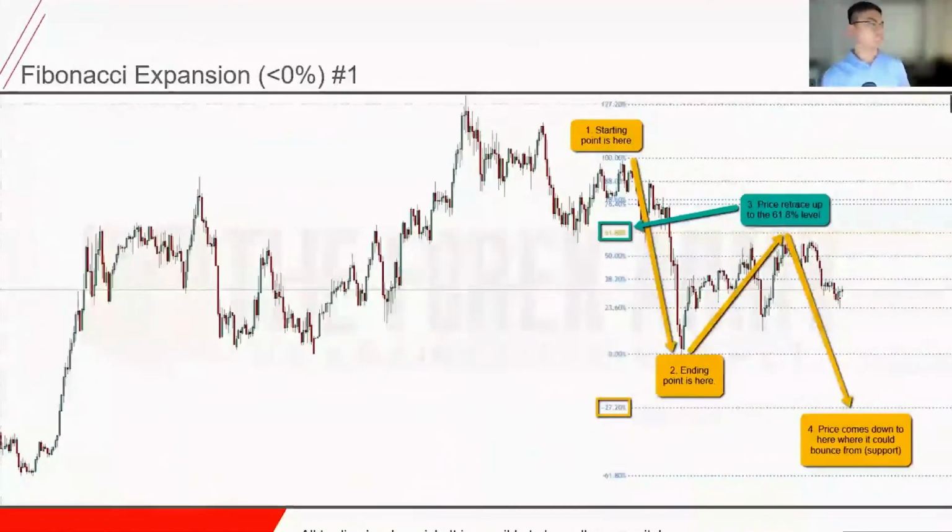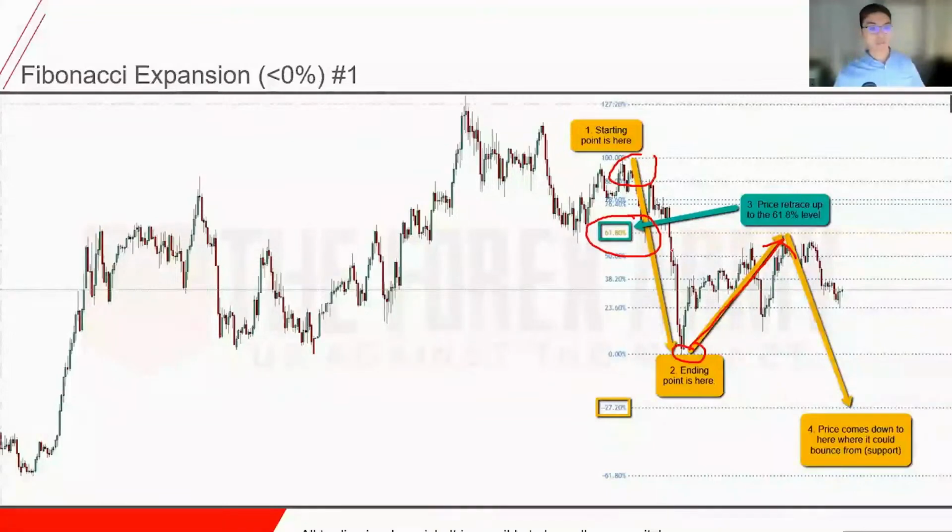Okay, next, Fibonacci expansion. Here is an example of expansion and how it plays out. So starting and ending points, take note of it. Starting right here, ending point right there. Price actually retraced back up to the 61.8% level. So we show how to make use of the support in the negatives.